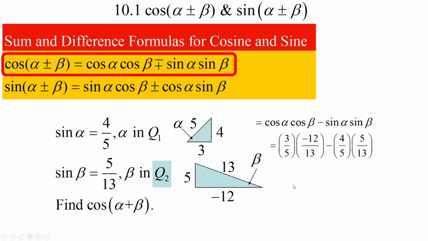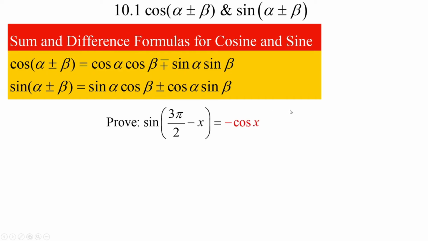But now let's do our arithmetic here to get an exact answer. So do you see a common denominator of 5 times 13, which would be 65? And then I see a negative 36 minus 20 more, that's a negative 56 over 65. And there is the exact answer given the information. Sine of alpha is 4 over 5, alpha in quadrant 1, sine of beta is 5 over 13, beta in quadrant 2, and find cosine of alpha plus beta. Wow, cool stuff. Okay, we're going to finish off with a proof here.